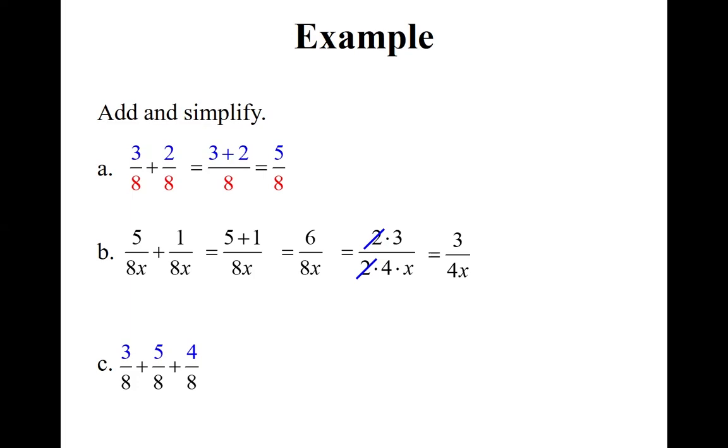Why didn't we simplify in A, but we simplified in B? Well, in A, there was nothing to simplify. 5 and 8 don't have any common factors other than 1. 6 and 8 did. That's why we simplify in B.